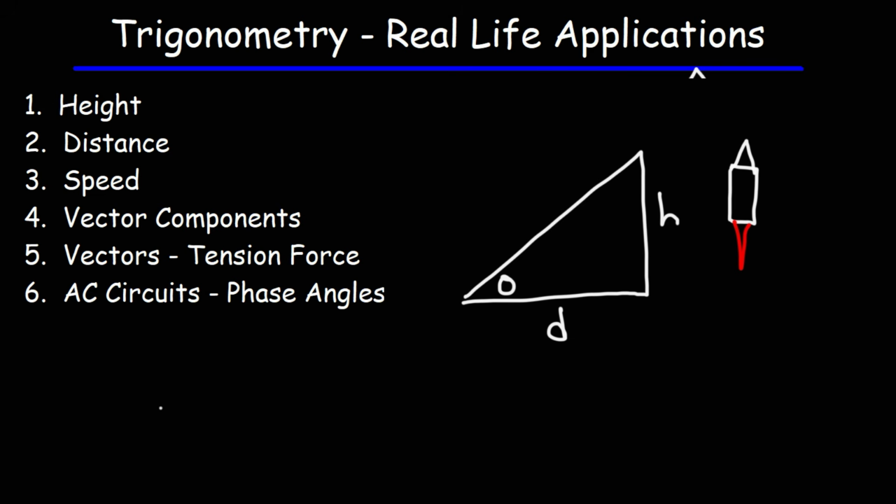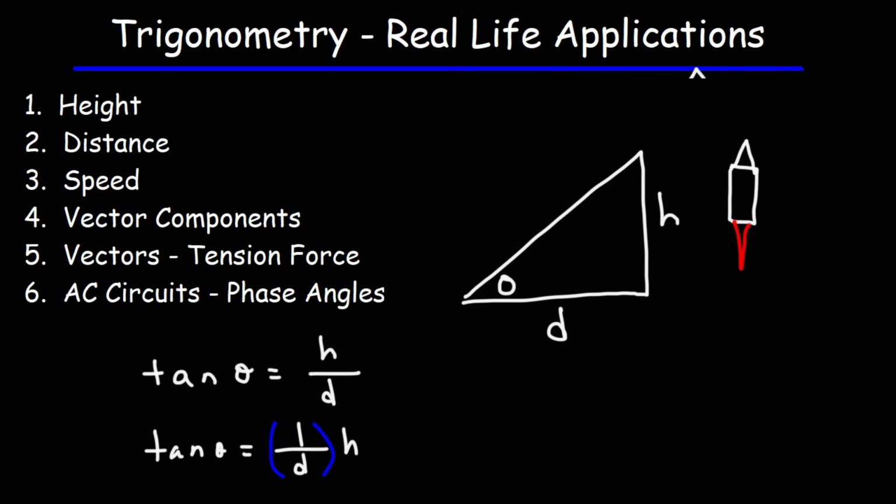But first, let's write an equation that relates these three letters together. So we know that tangent theta is equal to the opposite side over the adjacent side. Now I'm going to rewrite the equation as tangent theta is equal to 1 over d times h. 1 over d, this is constant. That's not going to change. We're going to take the derivative of both sides of the equation with respect to time.